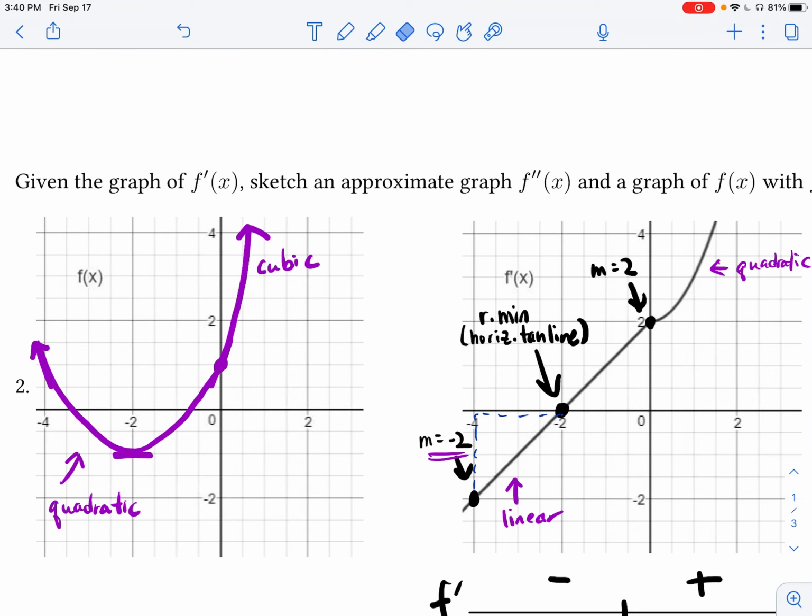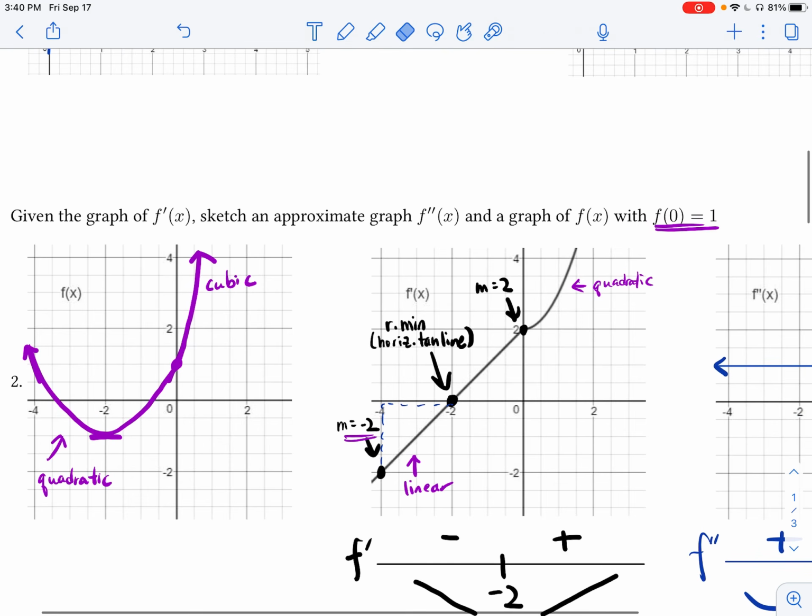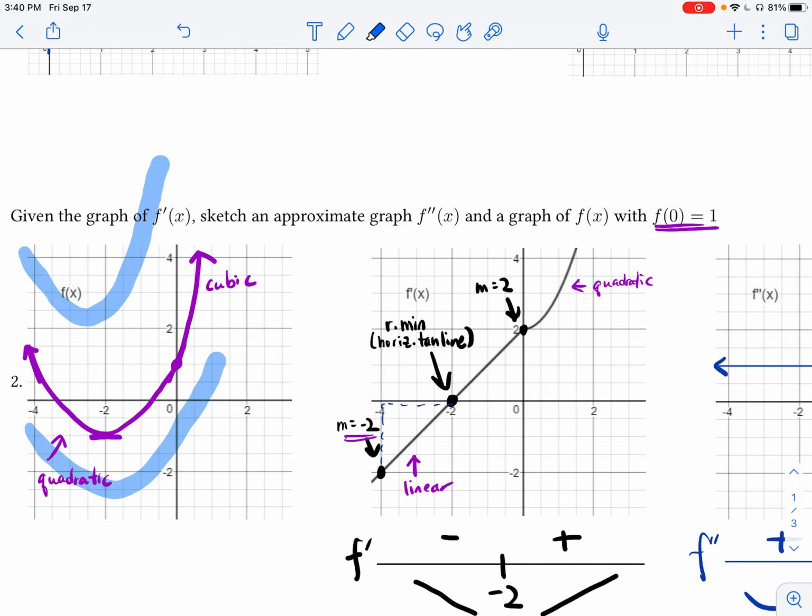Now on that note, I should say that this anchor point of f of 0 being equal to 1 was actually pretty important, because without this information, I could have technically drawn a curve that looked like it was here, or potentially something that looked like it was here. There are a lot of places where I could have graphed this. In fact, there are an infinite number of ways that I could have vertically shifted this function here.